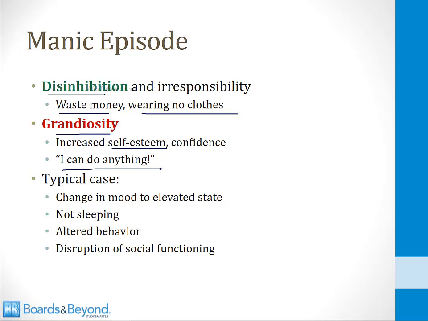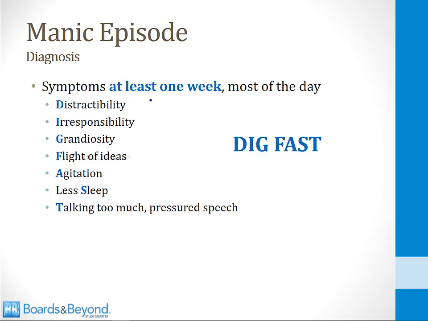So a typical case of a manic episode is a patient who suddenly changes his or her mood to an elevated state. They don't sleep for several days. They have altered behavior, and this tends to disrupt their social functioning. Many patients won't go to work and will be engaging in wild activities for several days until the manic episode passes. The diagnosis of a manic episode requires symptoms that last for at least a week for most of the day, and the symptoms of a manic episode are shown on this slide. These are all the things we've been talking about. Most people remember them by the mnemonic DIGFAST.